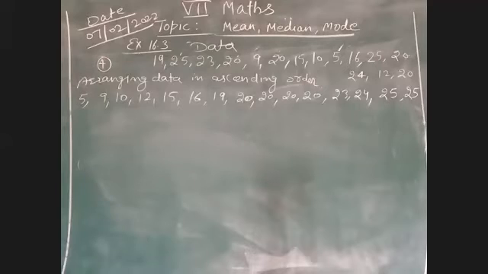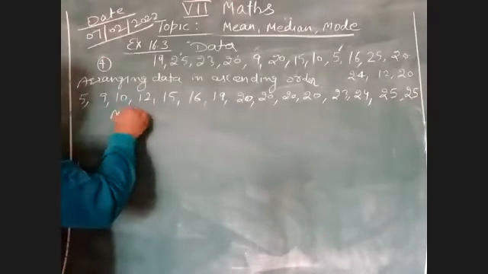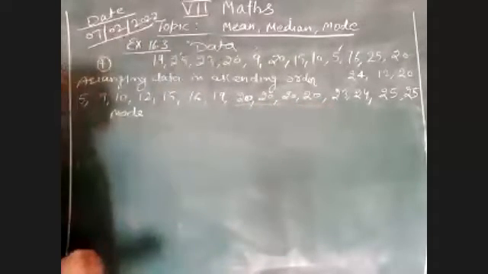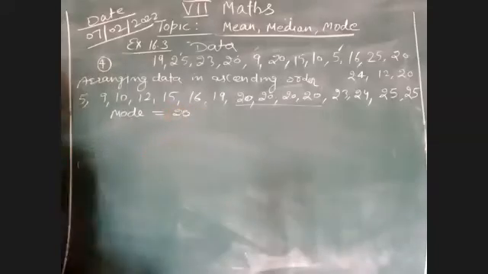Now, first of all, you have to find out the mode. Mode will be the value that is repeating the maximum number of times, and 20 is repeating 4 times. So the mode for this data will be 20.